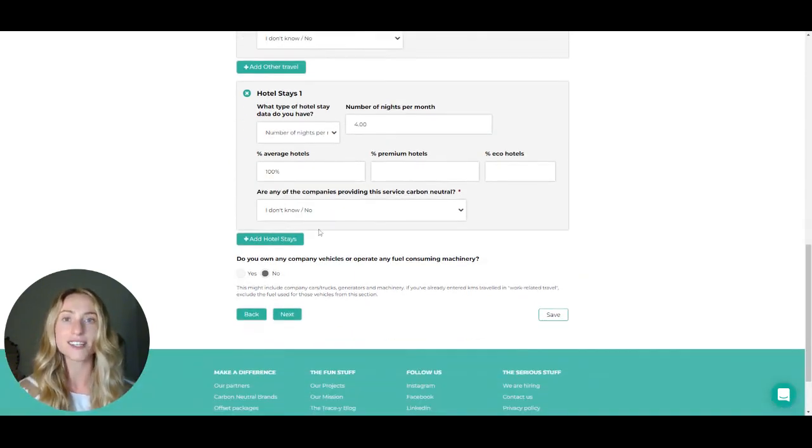And then the last section is only for companies that own a company car or operate fuel-consuming machinery. In this section, we will specifically ask for the total fuel in liters consumed per month.